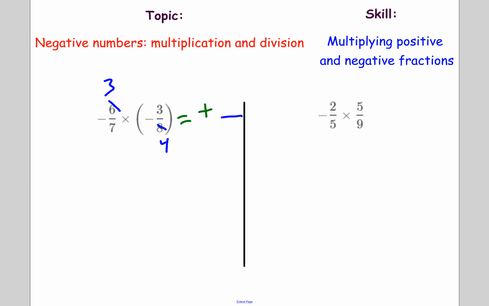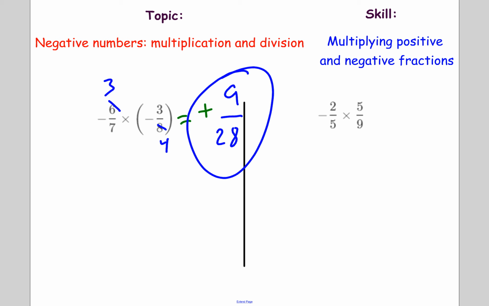And I think I'm done with the simplifying, so now I can just multiply across. Fraction multiplication is actually pretty easy. Multiply the numerator, multiply the denominator, you're done. So 3 times 3 in the numerator is 9. 7 times 4 in the denominator is 28. Answer is positive 9/28.